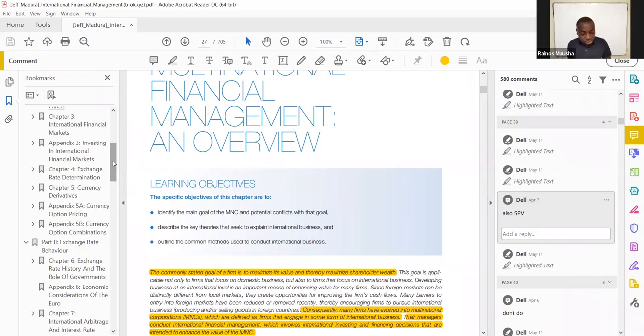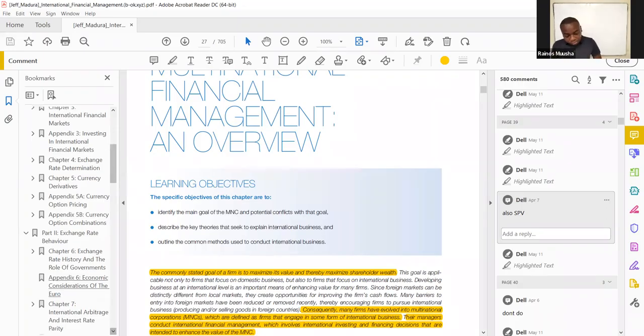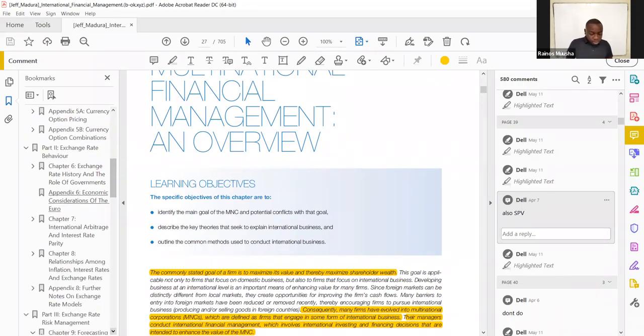And in another situation, if that is the case, how do you mitigate the risk even if you decide not to hedge your positions as well? Then chapter 6 looks at exchange rate history and the role of government. So we need to find out what the role of government in the economic system is, and how the government either directly or indirectly influences the movements in exchange rates.